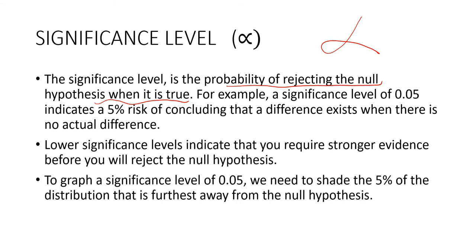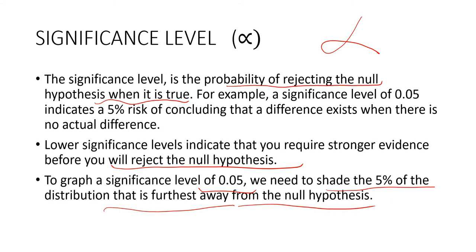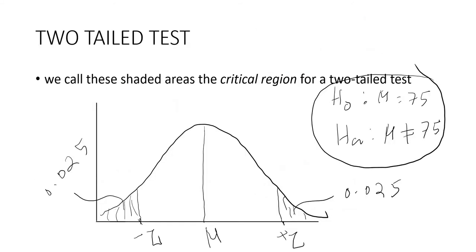Once again, a significance level of 0.05 indicates a 5% risk of concluding that a difference exists when there is no actual difference. A lower significance level indicates that you require stronger evidence before you will reject the null hypothesis. To graph a significance level of 0.05, we need to shade the 5% of the distribution that is furthest away from the null hypothesis. If you want to plot it in the graph, see this.